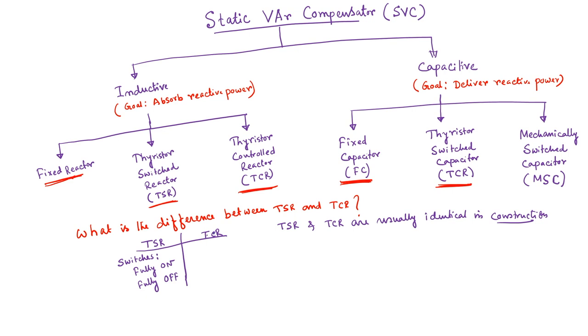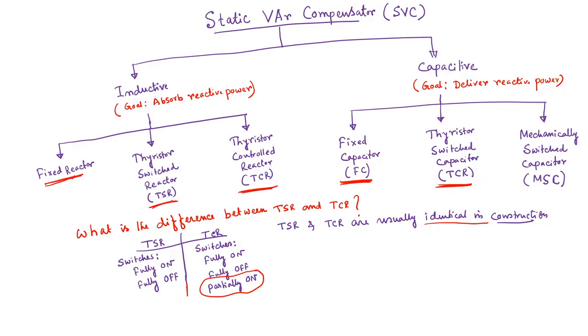Whereas, the thyristor controlled reactor also has switches, semiconductor switches or thyristors. They are operated either in fully on mode, fully off mode, or partially on mode. Okay. So, this is the difference between TSR and TCR, in spite of being identical in construction. In TCR these switches can be partially turned on, whereas in TSR there is no partial turn on. That is something one needs to understand.